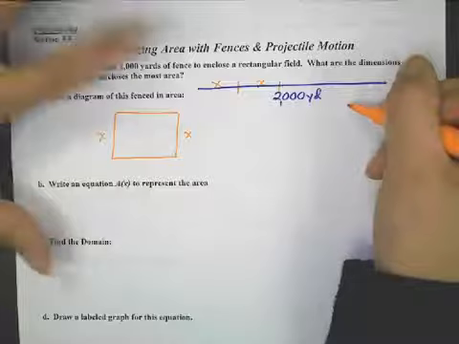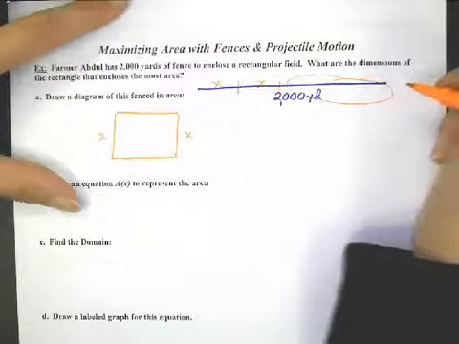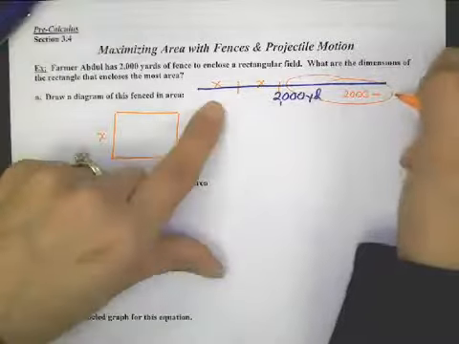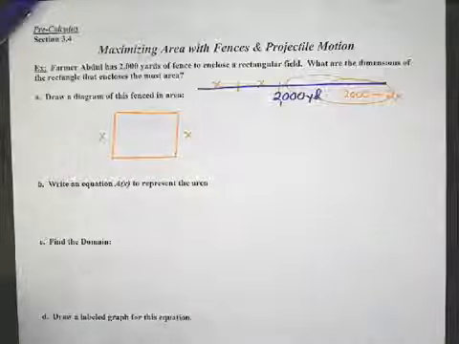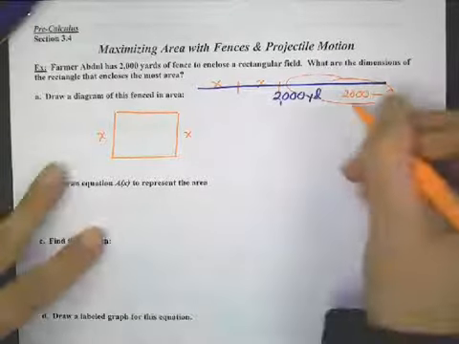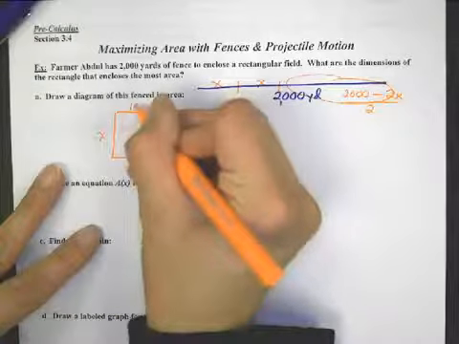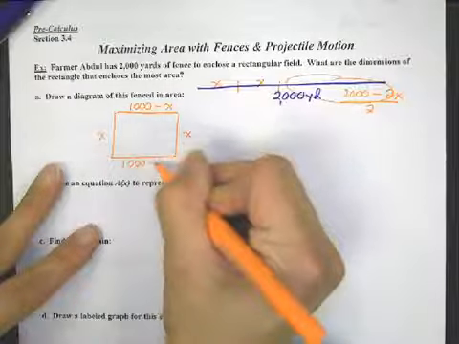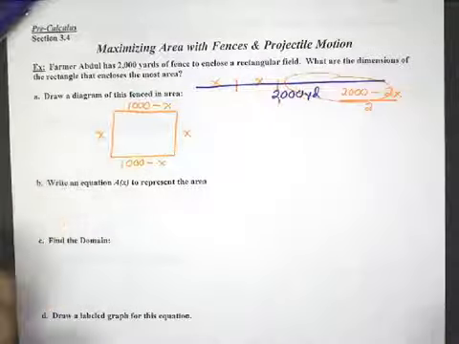So take a look at this fence. I've already used these two. So how much fence does Farmer Abdul have left? 2,000 minus, take away those two X's. That's how much fence he has left. But he still has to build the top and the bottom. So however much is left, I need that to be divided by 2. So that means the top is going to be 1,000 minus X, and the bottom is 1,000 minus X. And if you add all four of those together, it better make 2,000 yards.